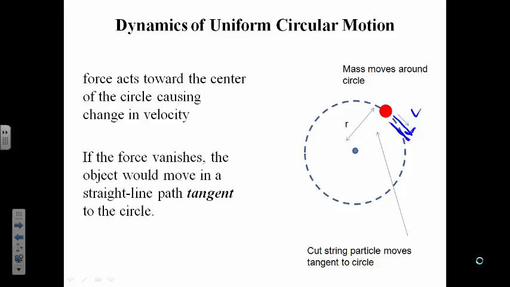So we know that this force acts radially because as soon as we cut it, the ball moves in a straight line path. This is how we can test that our ball is moving tangent to the circle, because if you're swinging something overhead and you cut the string or let the string go, it will move in this tangent direction to the circle at that point. So these are some of the basics of uniform circular motion.